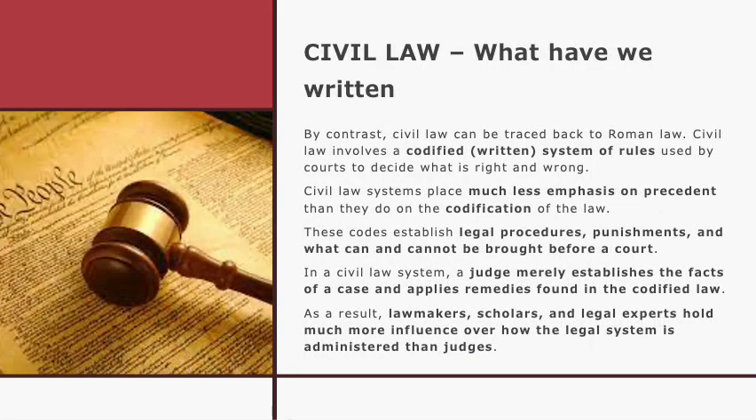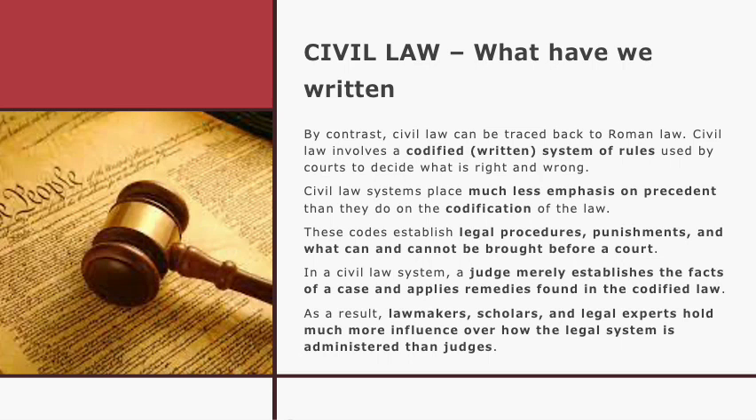Now for the second type of law that we're looking at today, and this is civil law. So whereas common law is what we have seen, civil law is what we have written. By contrast to common law, civil law can be traced back to Roman law. And civil law involves a codified system, and that means a written system. If you hear the word codified, it means written down. So civil law involves a codified written system of rules used by courts to decide what is right and wrong.